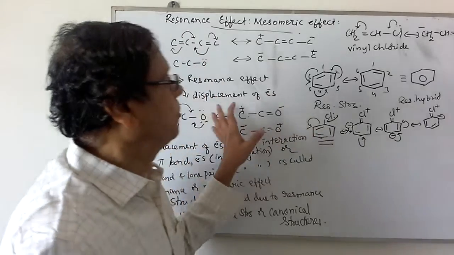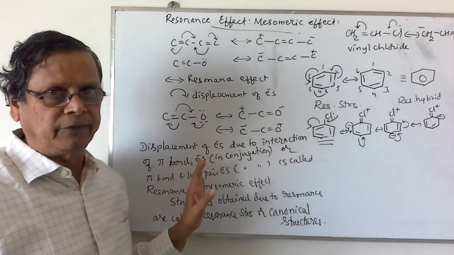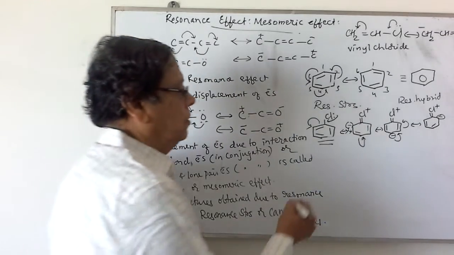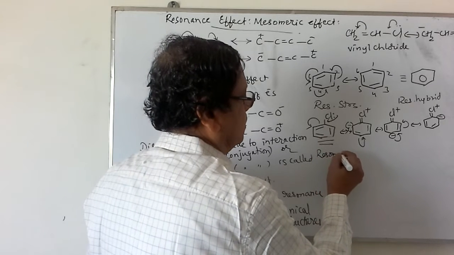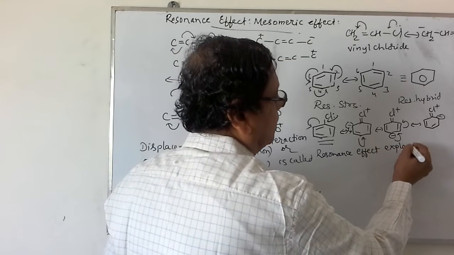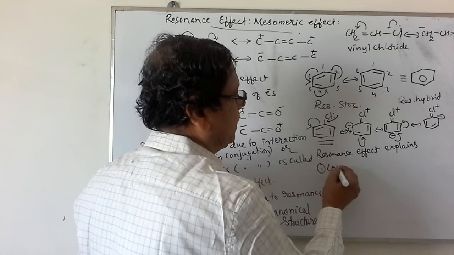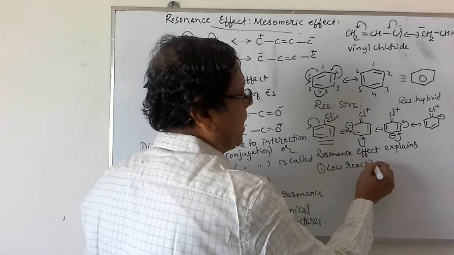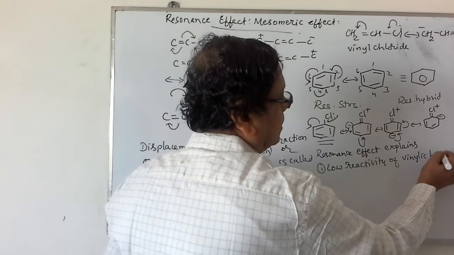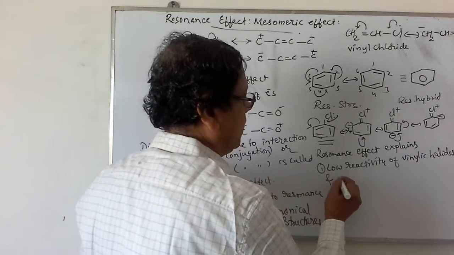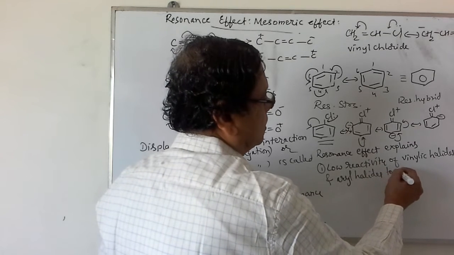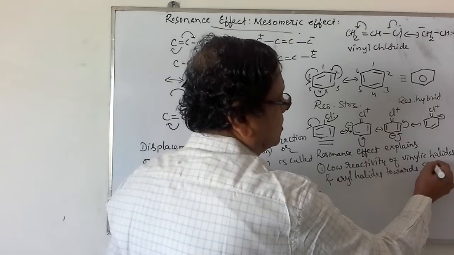Okay, so these are all about the mesomeric and resonance effect. But we can use this resonance effect to explain certain facts. Resonance effect explains the low reactivity of vinylic halides and aryl halides towards SN reactions.